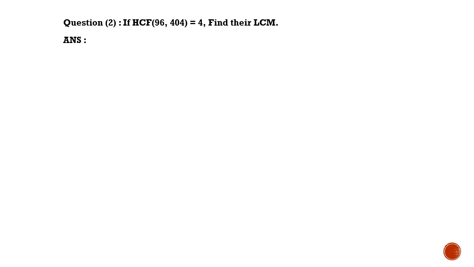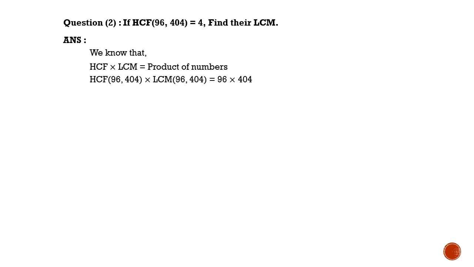So let us see the answer. We are going to start by using our remark, the relation between HCF, LCM and product of the numbers. So we know the relation that HCF into LCM is equal to the product of numbers. Let us put the values here. So we'll get HCF of 96 and 404 into LCM of 96 and 404 is equal to the product of numbers, that is 96 into 404. We are given the value of HCF as 4. So 4 multiplied by LCM of the given numbers is equal to 96 into 404.